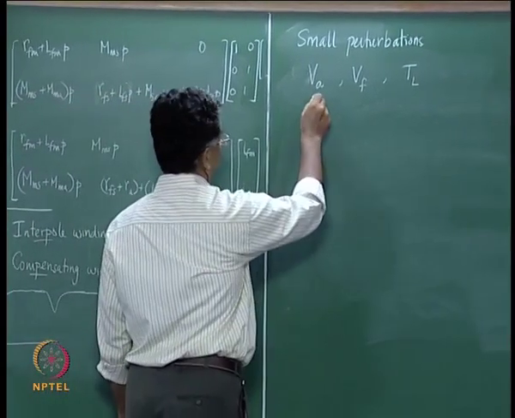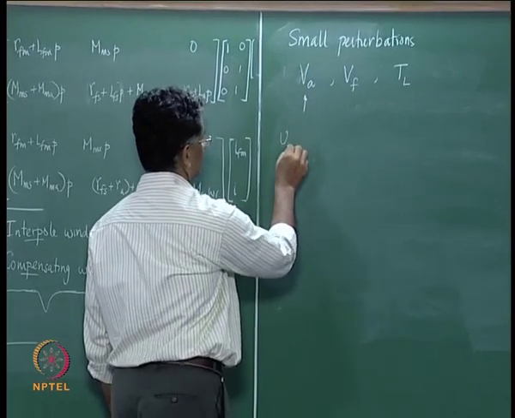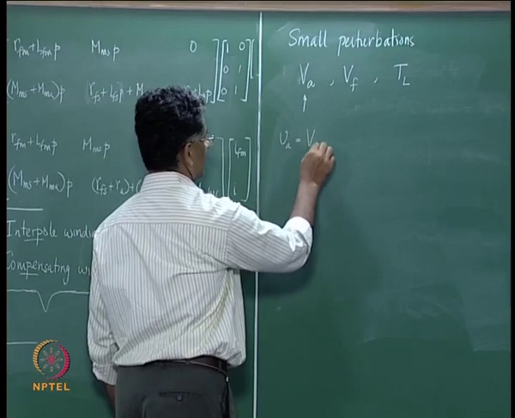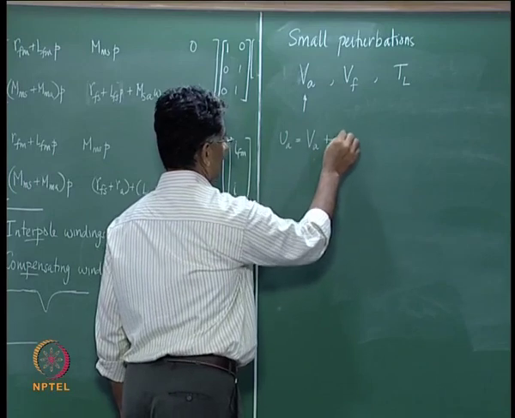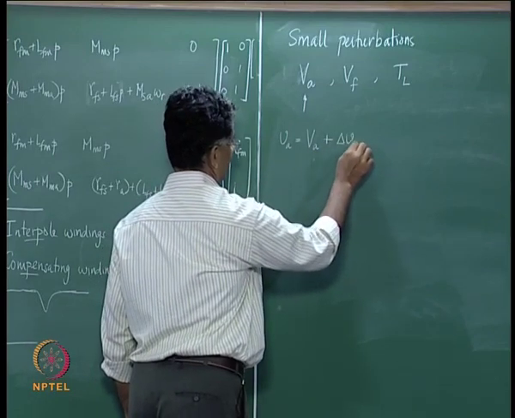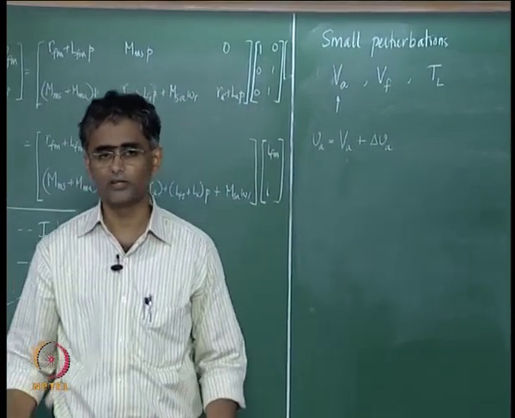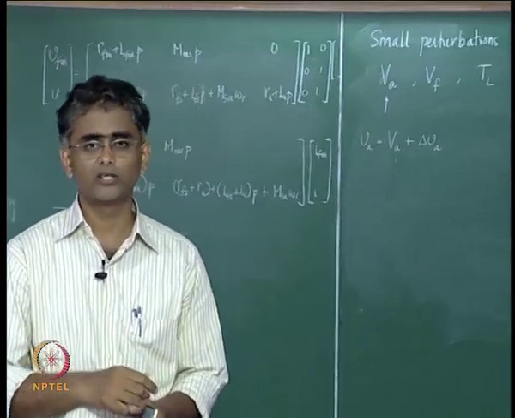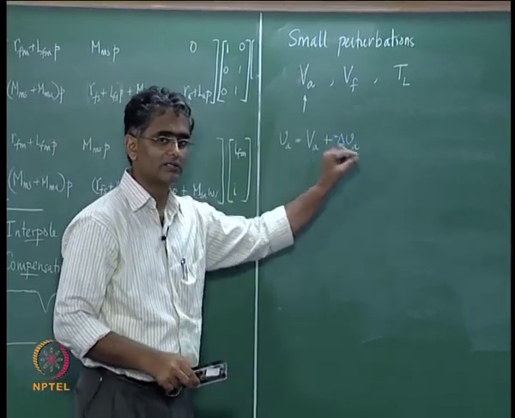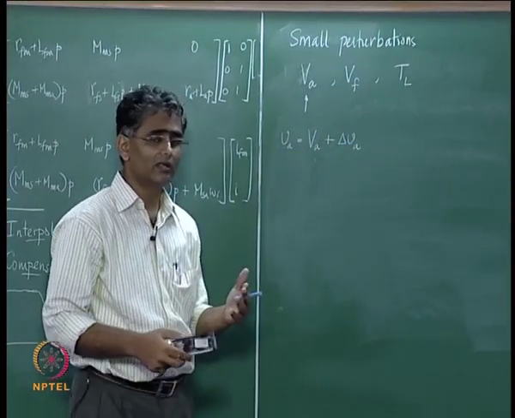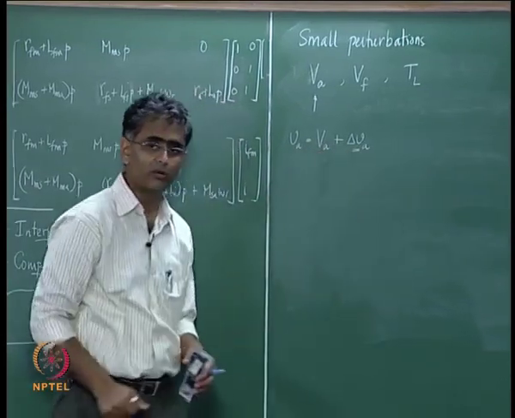Under this situation, suppose there is a small disturbance applied to VA, such that the armature voltage becomes the steady state value VA plus another small disturbance, delta VA. What kind of disturbance is this delta VA? It could be anything. It could be a simple small step, it could be a sinusoidally varying disturbance, anything, but it is much smaller compared to VA.